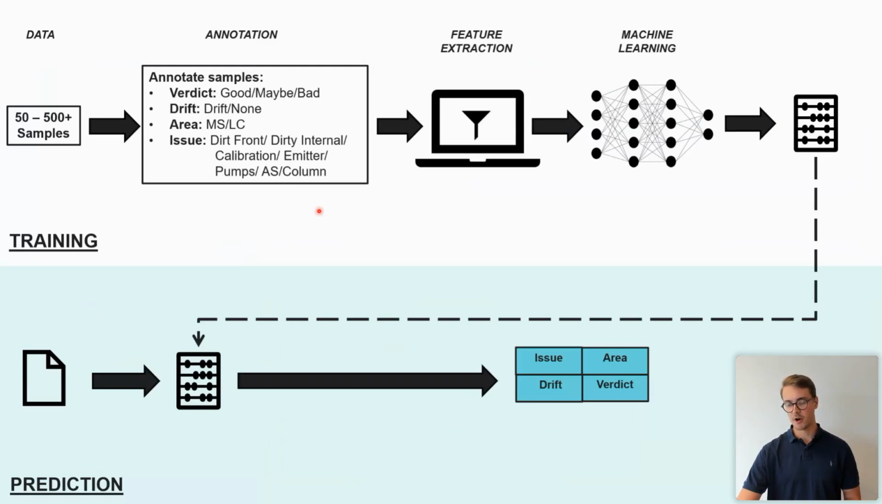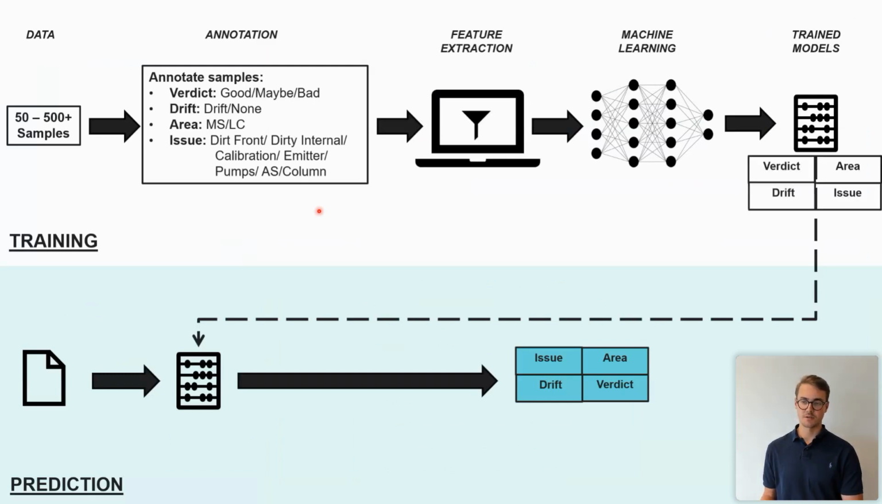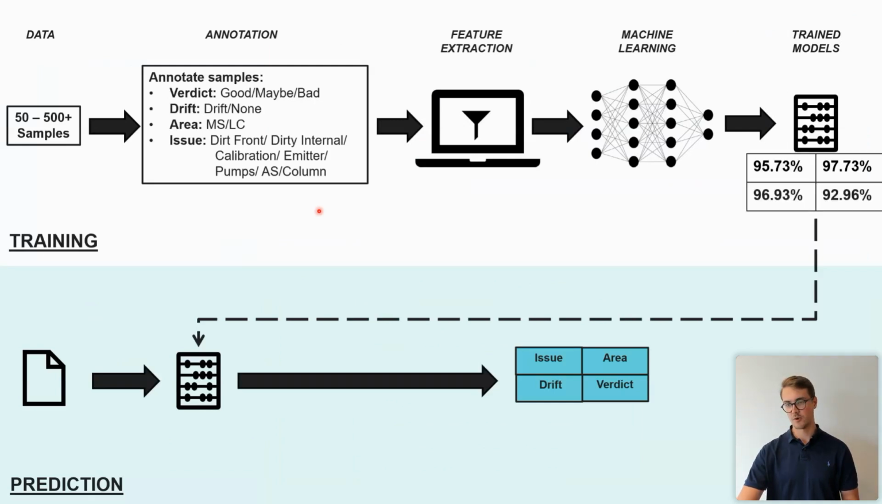Then we train a machine learning model for the different things we want to annotate or to extract and classify based on. And then we have our trained models. In this case, I have 4. And there's a lot of validation and testing of these to make sure that they actually are performing as they should and that there aren't any overfitting or whatever happening in this case. So we ended up with an accuracy of between 92 and 97%, which actually is quite high.